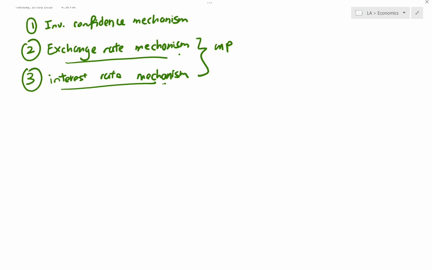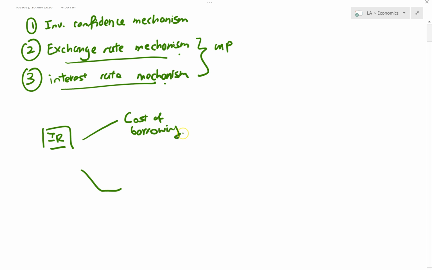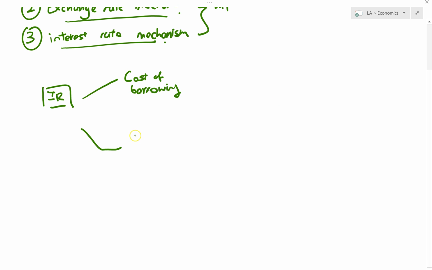Whenever we see anything that relates to interest rate, straight away we'll break it into two branches. We break it into the cost of borrowing, and we break it into the rate of return on savings or deposits.